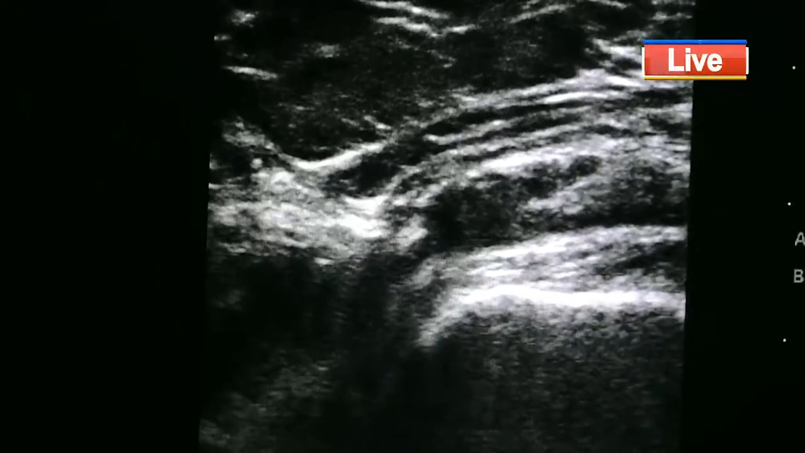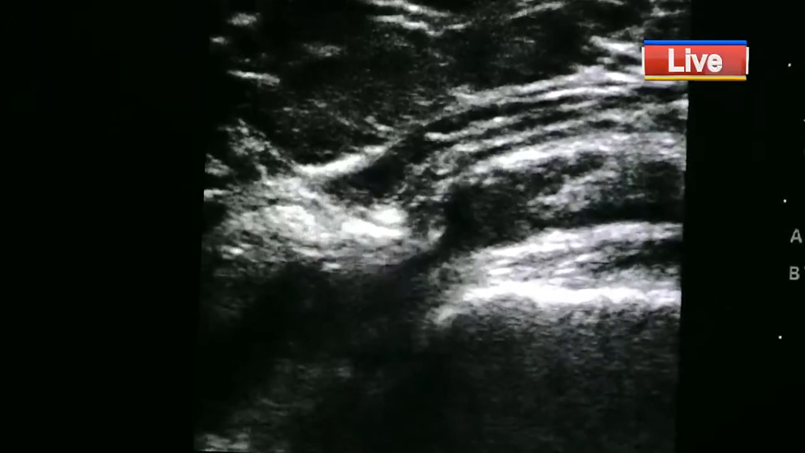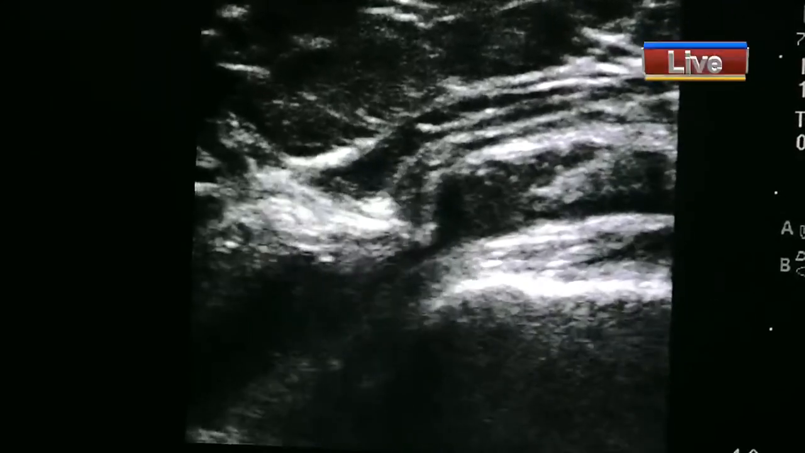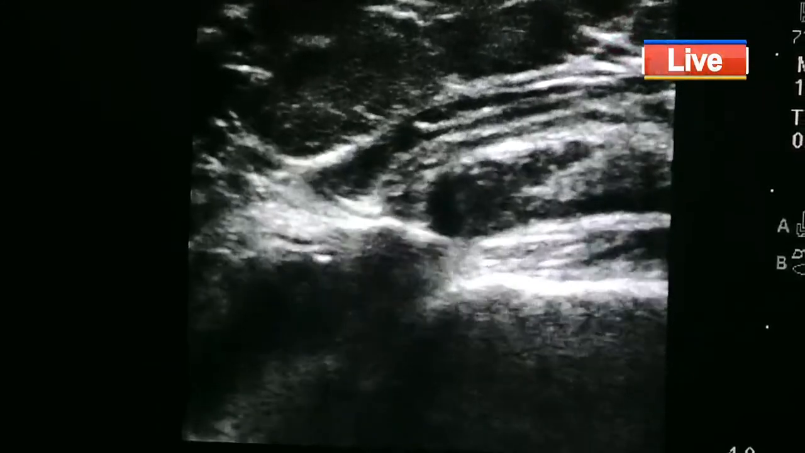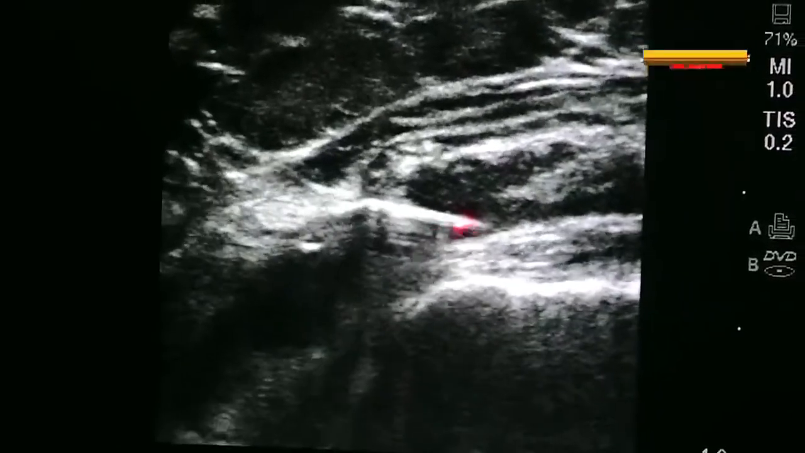So look, the patient is having pain now, okay? That means the PRP is going to work. It's a positive sign. A slight pain happened. Now I'm going to puncture and enter inside. I have already entered. Now you can see my needle here in this space.